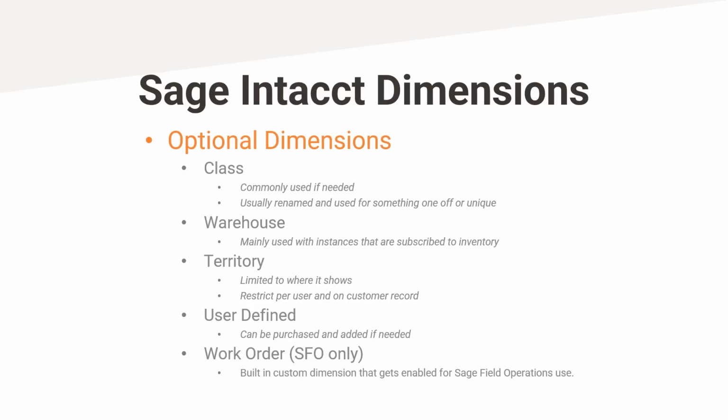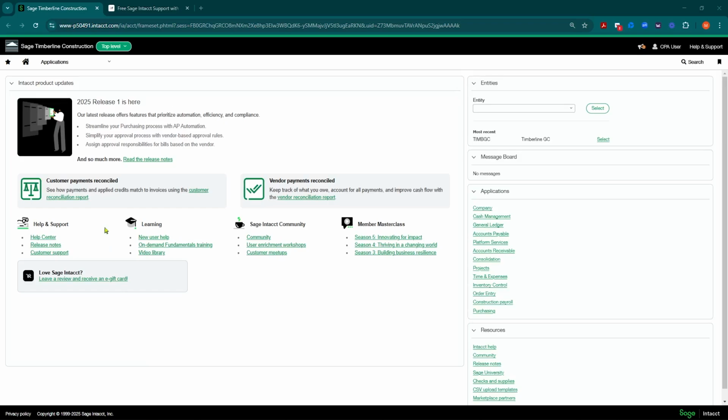And that work order will act very similar to a project dimension on the construction side. But now you'll be able to do all kinds of reporting by work orders through your service business inside Sage Intacct. Let's jump out of here and go into the software now and just kind of click around and talk a little bit about where these might be.